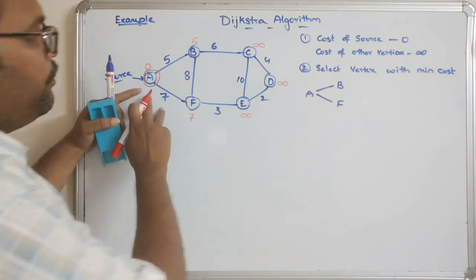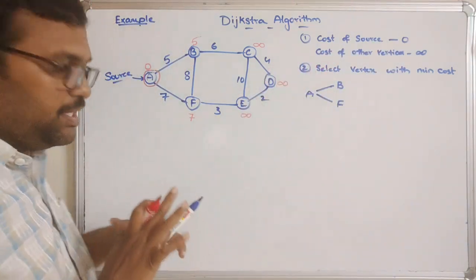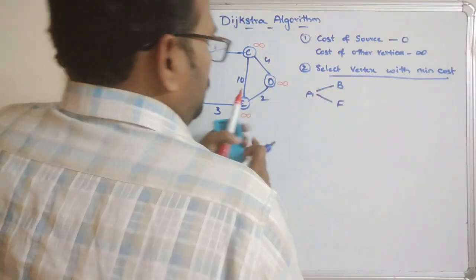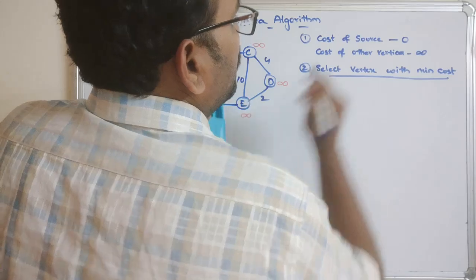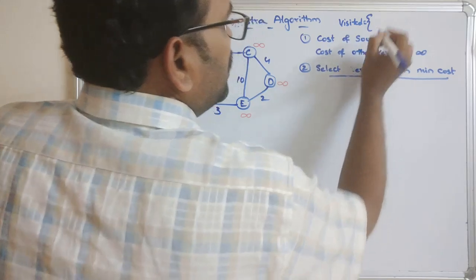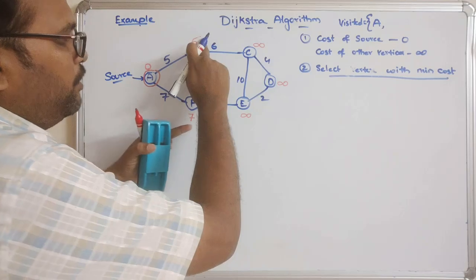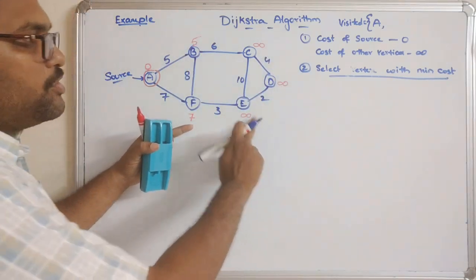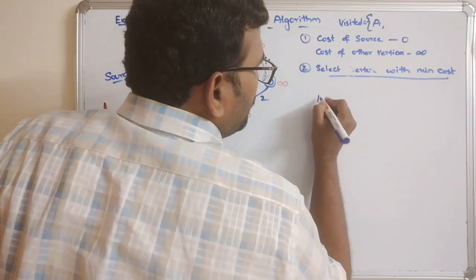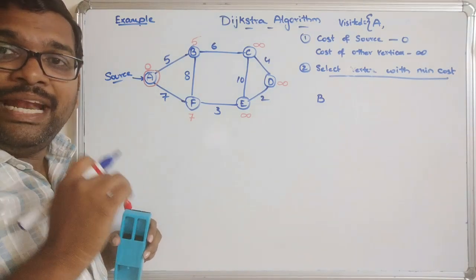Now we have to repeat the second step. What is the second step? Select the vertex with minimum cost. So I'll update here: visited. A is visited, and next we have 5, 7, infinity, infinity, infinity. Among these, which one is the highest? Sorry, minimum? 5. So select B.